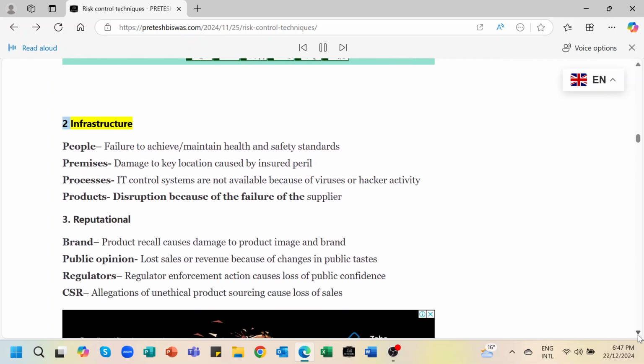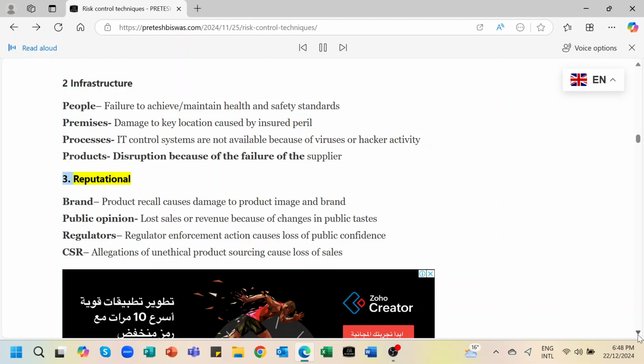2. Infrastructure. People: failure to achieve/maintain health and safety standards. Premises: damage to key location caused by insured peril. Processes: IT control systems are not available because of viruses or hacker activity. Products: disruption because of the failure of the supplier.